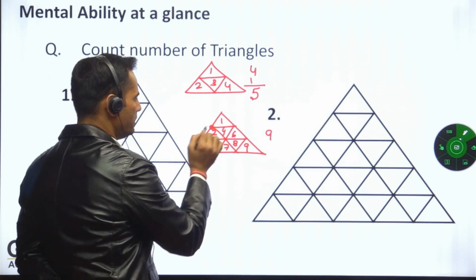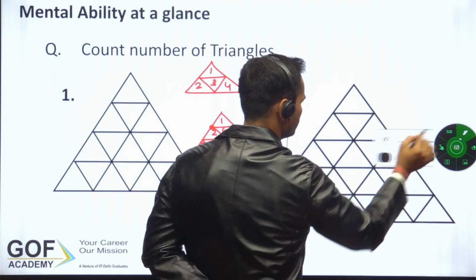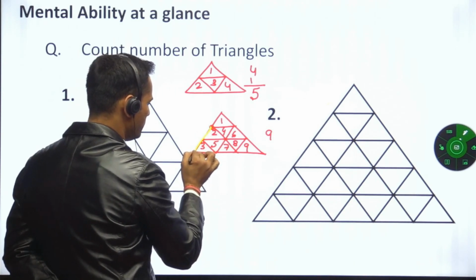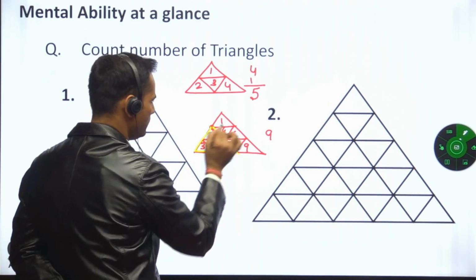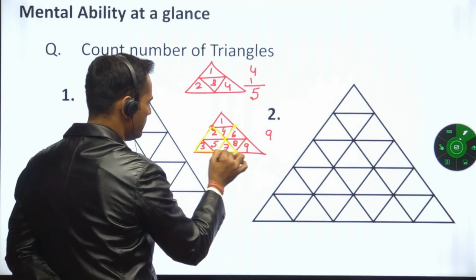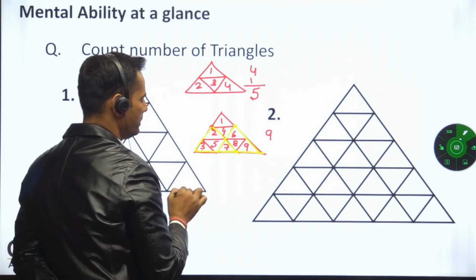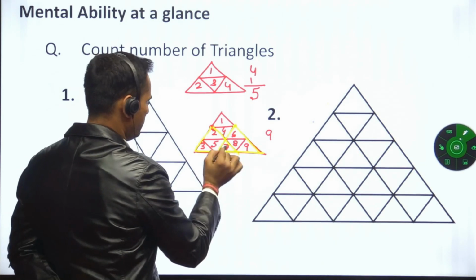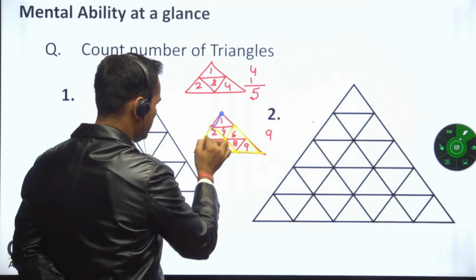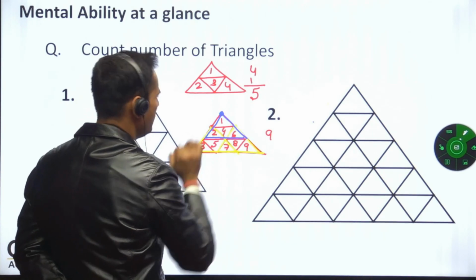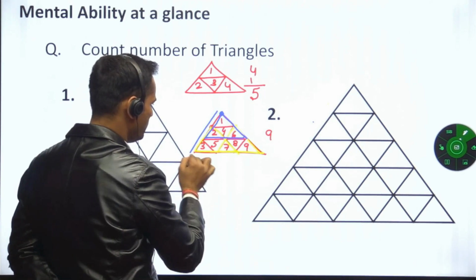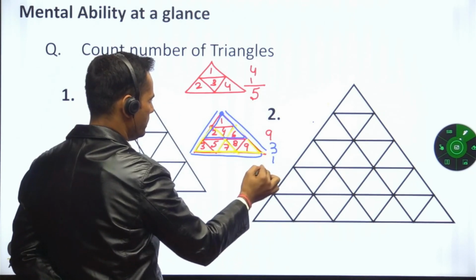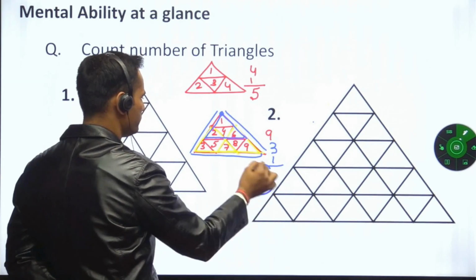Then this is the 10th one. This is the 11th one. This is the 12th one and the bigger one. So 9 plus 3 plus 1. There are total 13 triangles in this given figure.